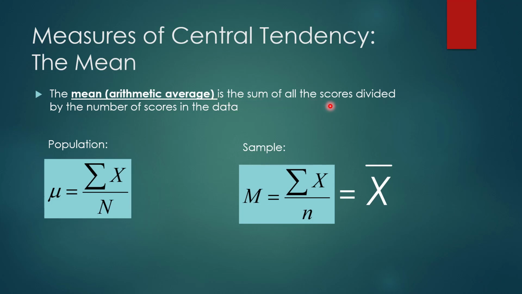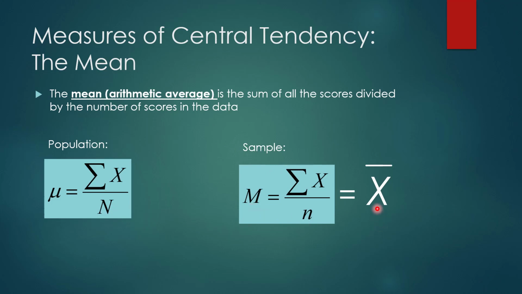Mean is the sum of all the scores divided by the number of scores. So again, for a population, this is how you represent the population mean. This is sigma, the sum of all the X scores, over the big N, which is the number of individuals in that population. For a sample, which is what we'll talk about mostly, the mean is represented as an M.